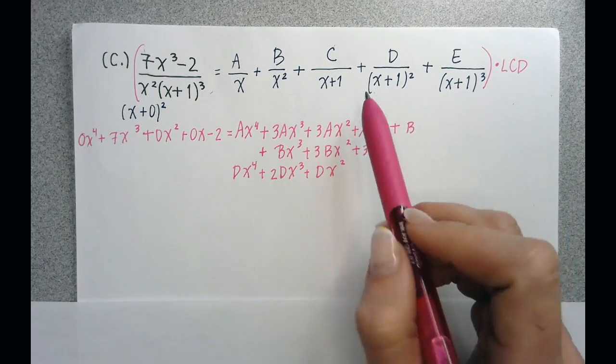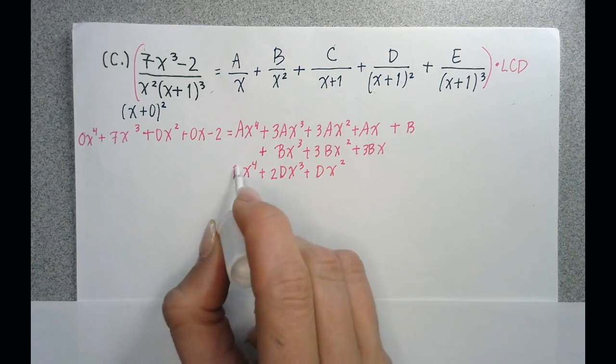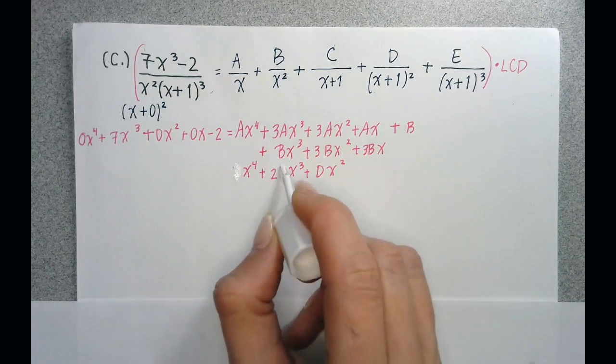Now, oh, why did I write D? Silly me. That should have been a C, right? I don't know what I was pointing at. I was pointing at the squared on the bottom, so forgive me. I'll change those to C's in a second.